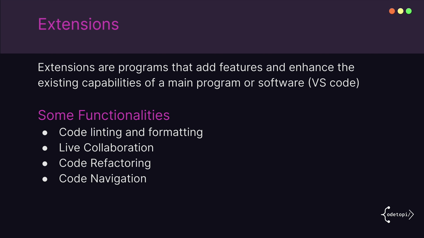Now, the main reason why we need extensions is to get our hands on some of these functionalities, right? That is code linting and formatting, live collaboration, code refactoring, code navigation, and also live reloading. Now, there are a lot of functionalities you can get from installing extensions in Visual Studio Code. Some of these functionalities you can't get by default in Visual Studio Code. So, in order to get some of these functionalities, you need to install programs we term as extensions, right? Now, in subsequent videos, we also talk about how to install extensions.